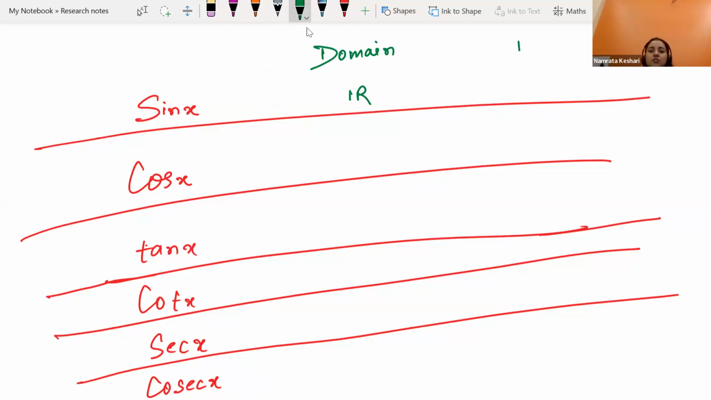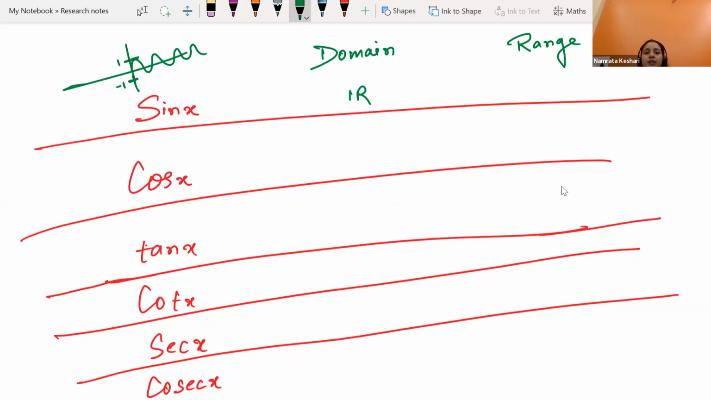Now what is the range? If you look at the graph of the sine function, you will find that it keeps moving like this, and maximum up it is going till 1, and minimum down it is going till minus 1, and beyond that it is not even moving.